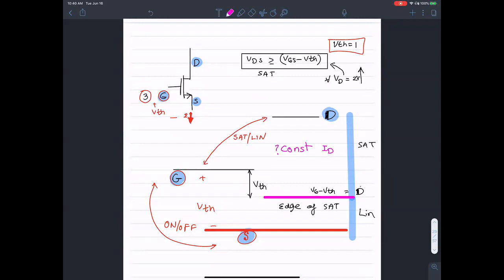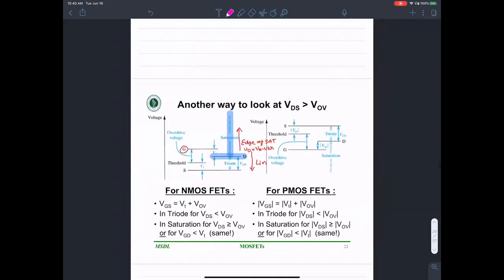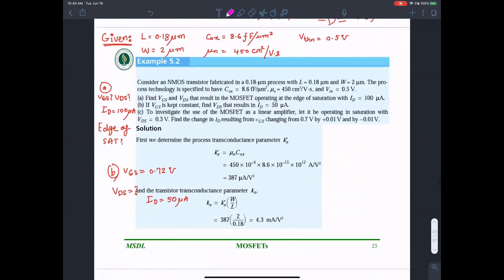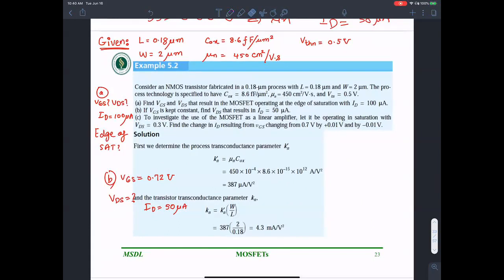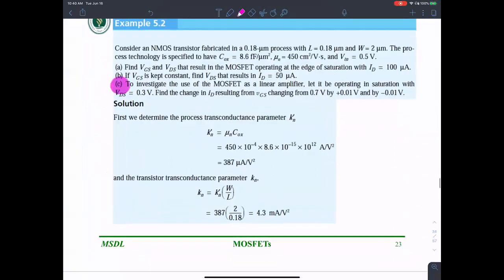We are going to revisit this point. The current is not quite constant. We'll come back and talk about that later. But for now we assume it's going to be constant current. Okay, let me clear all of this. So now let's tackle part C. To investigate the use of MOSFET as a linear amplifier, let it be operating in saturation region.